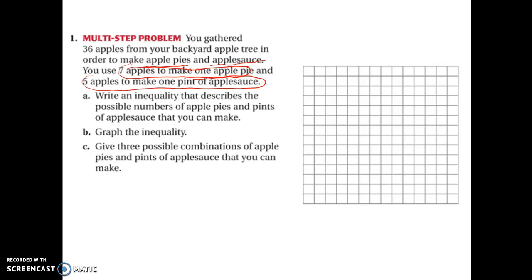So the first thing you need to do is pick your variables. It doesn't matter which one is x or y in this case, but you need to define them because that's going to affect the graph. So I'm just going to make x that first thing, which is going to be the number of apple pies. And that's going to be on our x-axis down here. So I'm just going to write it while I have it.